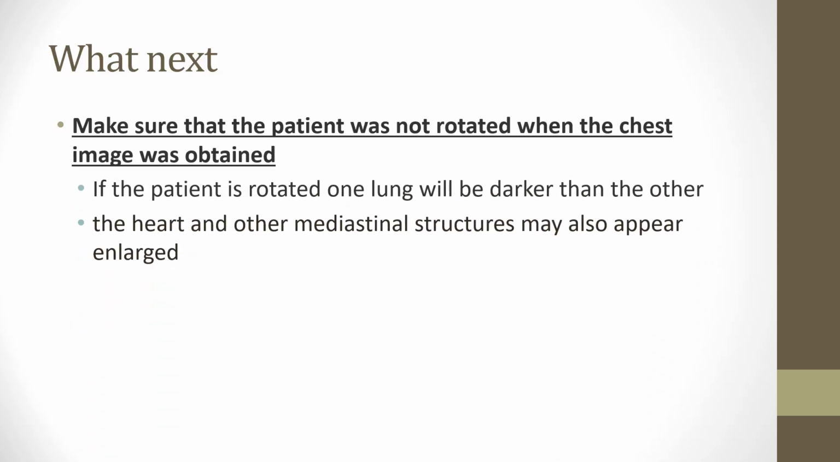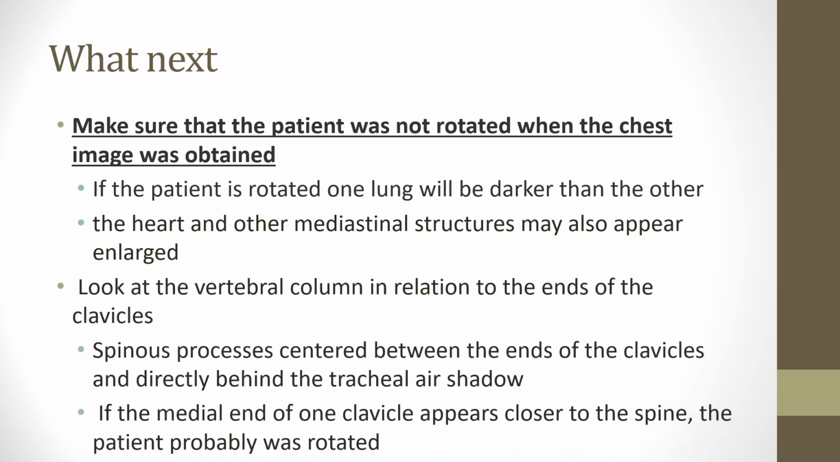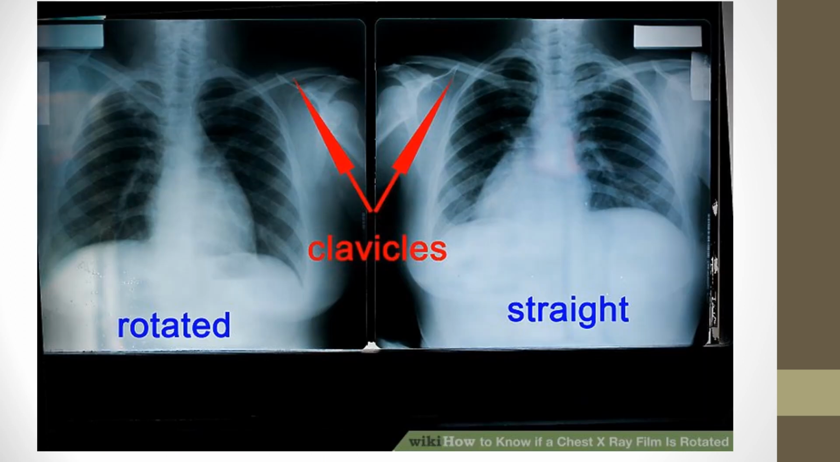Alright, so after we look at the quality, you need to make sure they're not rotated. So one lung would be darker than the other, so that's a sign of rotation. The mediastinal structures will look a little bit different with rotation. The vertebral column in relation to the clavicles should be evaluated. So you should see between the clavicles and right behind the trachea, you should see the vertebrae right behind it, or pretty much stacking through the trachea. So we'll do an example here.